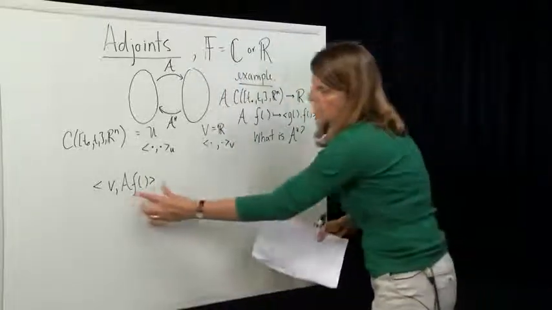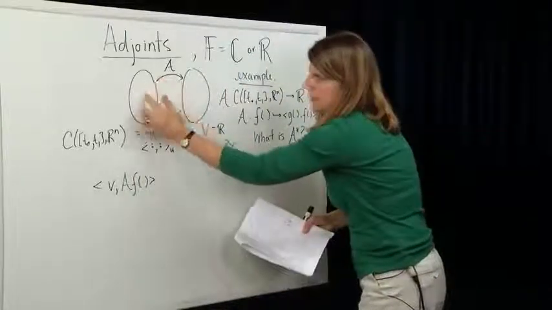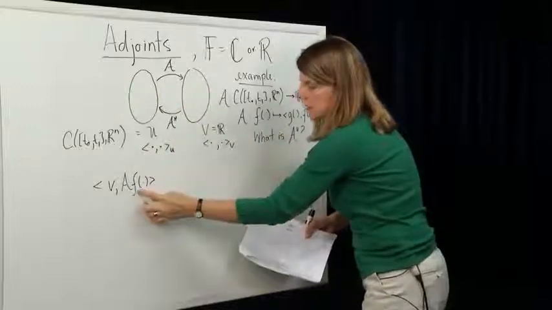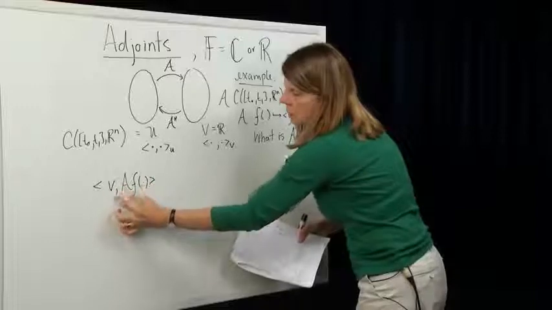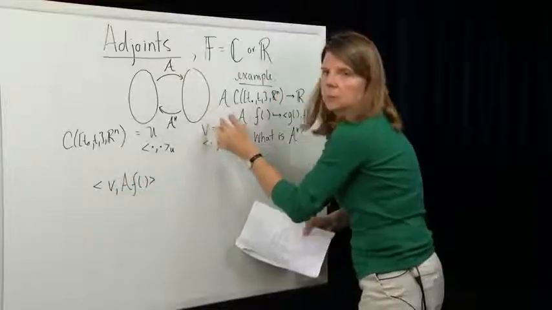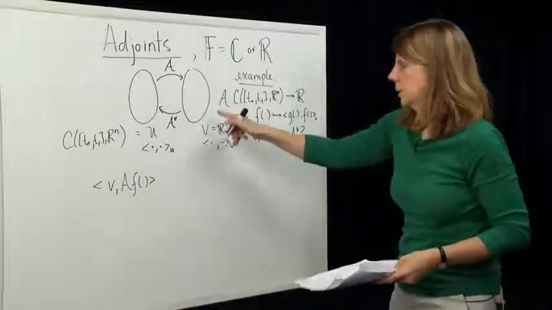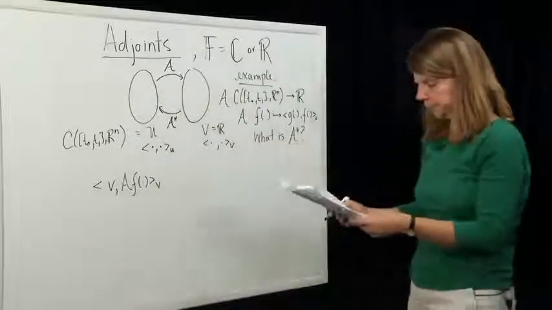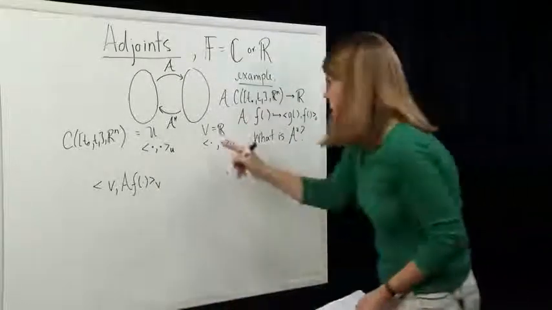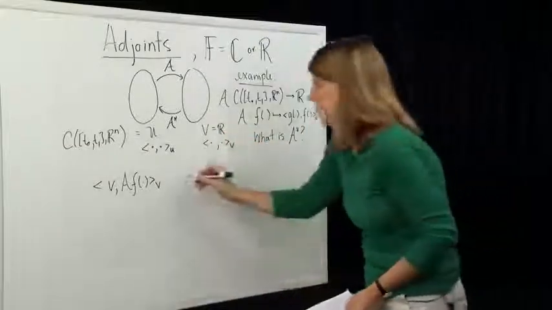Okay, so this is our operator notation. A is taking a function f and it's giving us a real number, and we're going to take the inner product between that real number and just some other real number V in our vector space V. So that's our inner product space in V. Okay, that's just the standard inner product in R.